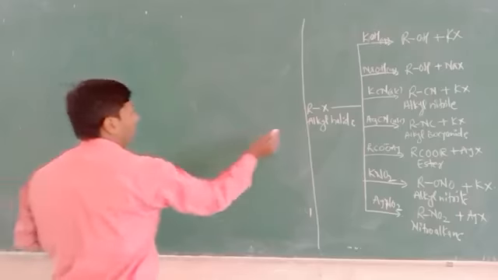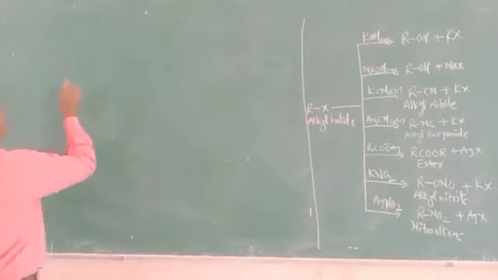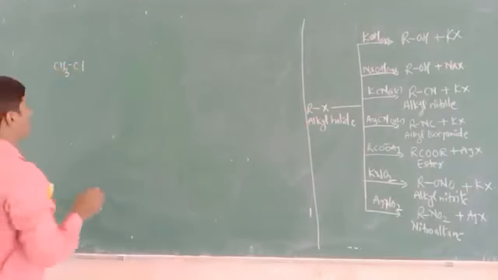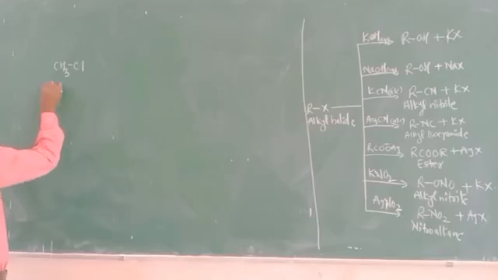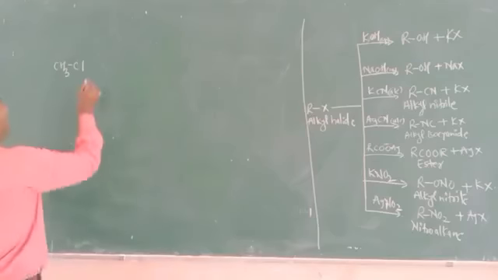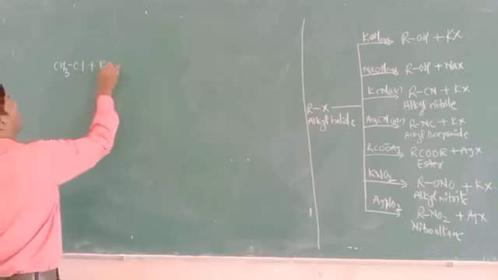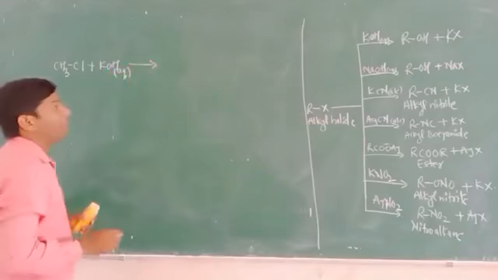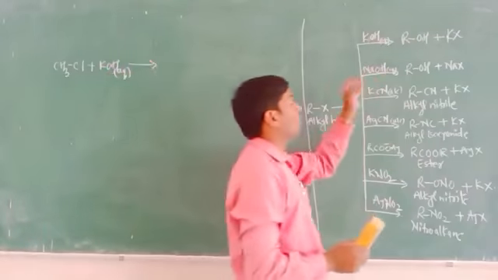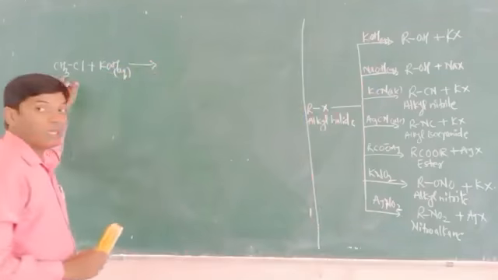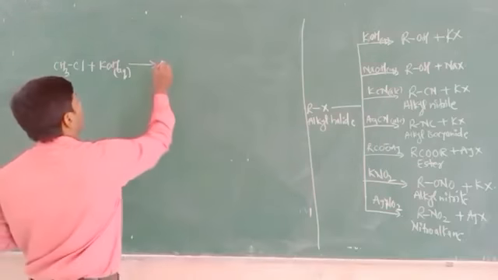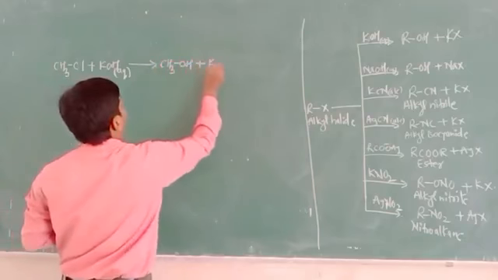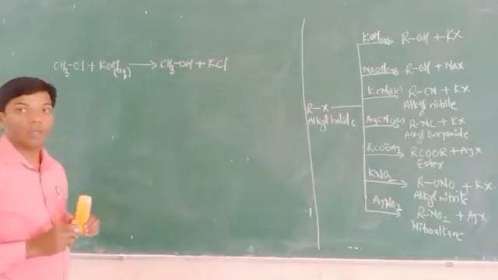Here I will consider R as CH3 and the halogen as Cl. This is called chloromethane or methyl chloride. When this methyl chloride is reacted with aqueous KOH, what does it give? It gives alcohol as the product. Here R is a CH3 group, so you will get the product CH3OH plus KCl. You will get methyl alcohol as the product.